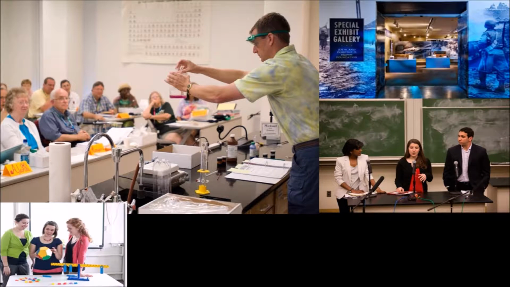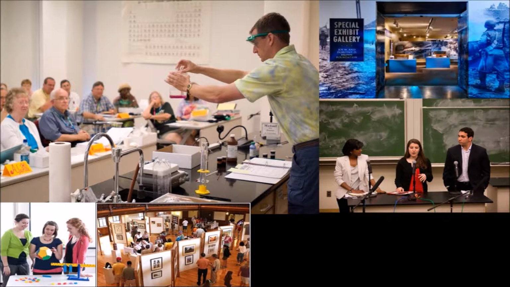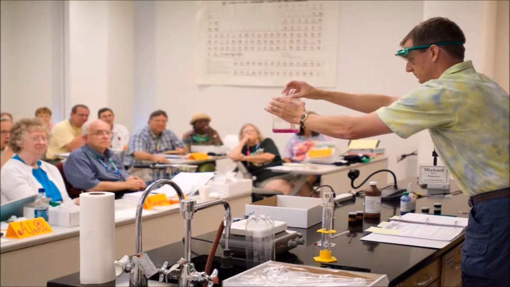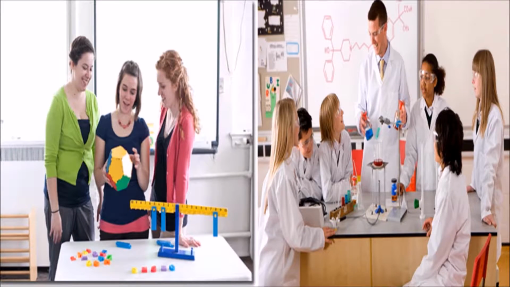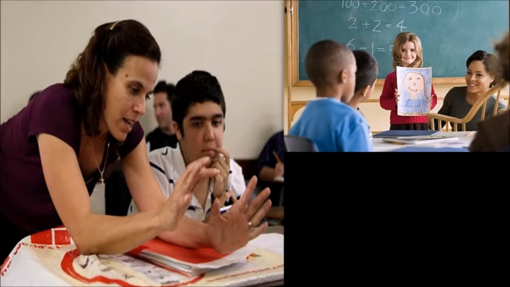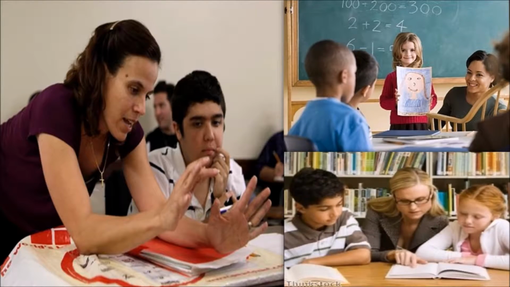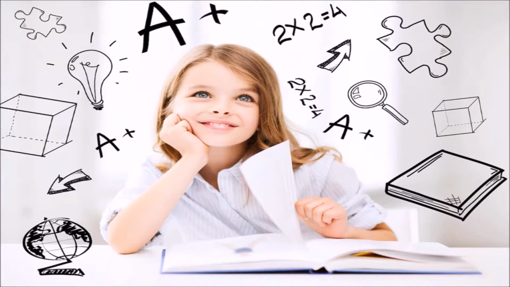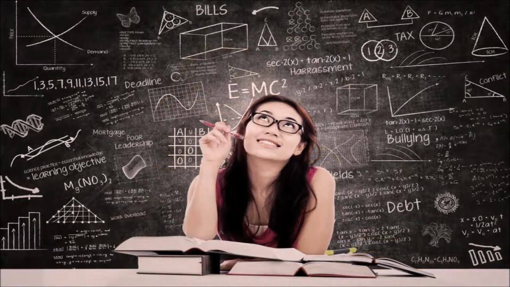Students get a chance to apply or do the practical aspect of the things that they have learned from the classroom. These are real opportunities for the kids to easily implement the things that they have learned. Number 2. Reviews, generalization, summaries. This uses skills that a student has learned in new and different environments, whether those skills are functional or academic. Once a skill is learned, it needs to be used in multiple settings.